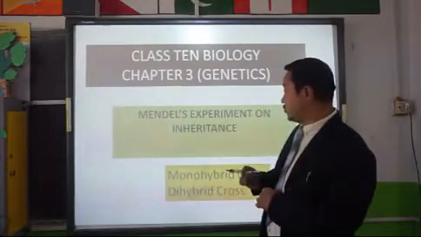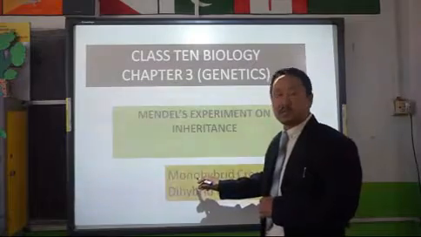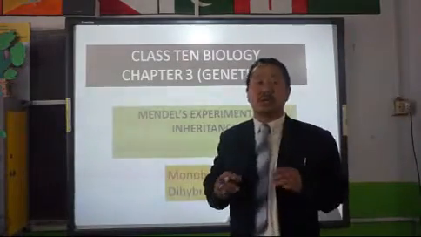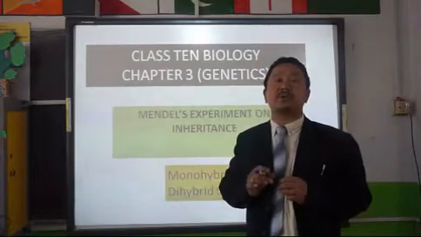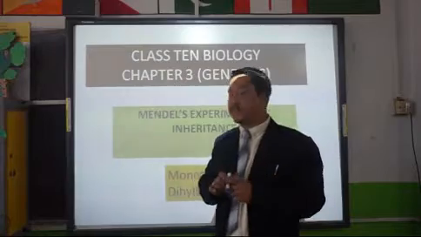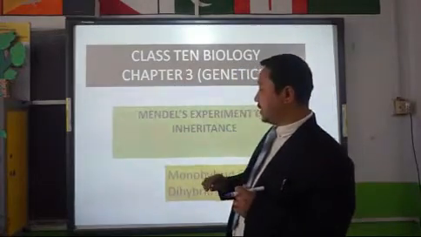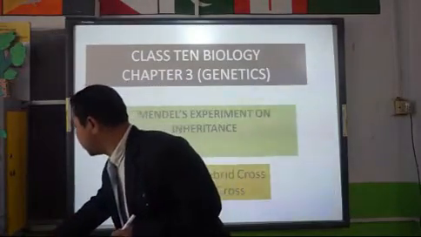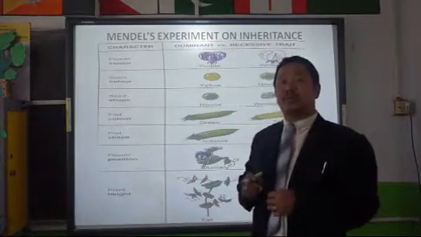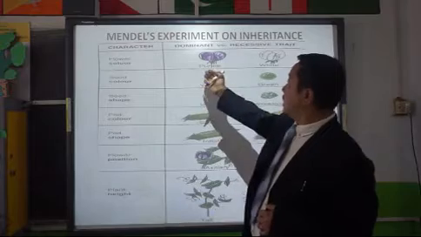Today in this session we will see the monohybrid cross. For the monohybrid cross he actually took up 7 contrasting characters of the pea plant. The 7 contrasting characters he took up for the monohybrid cross are these here.